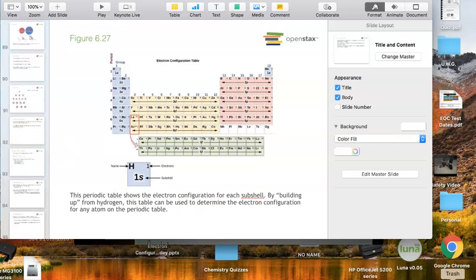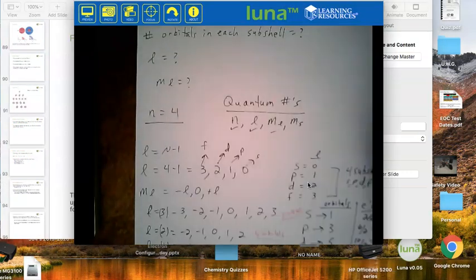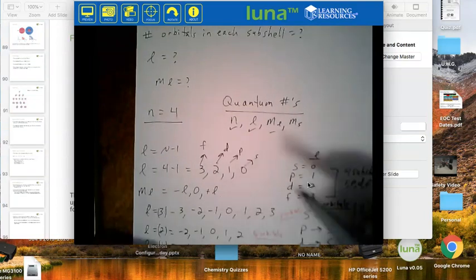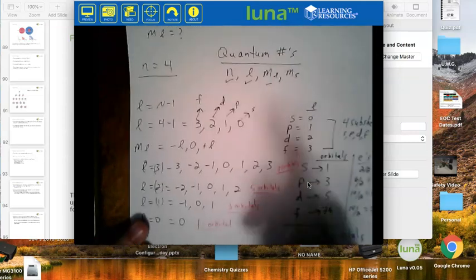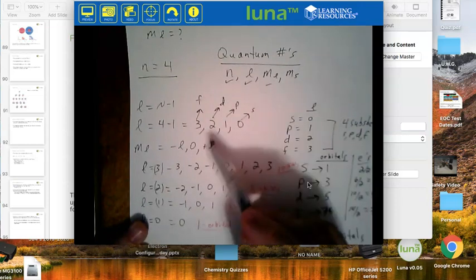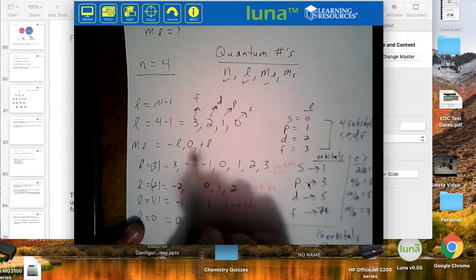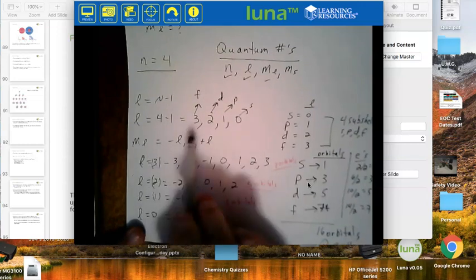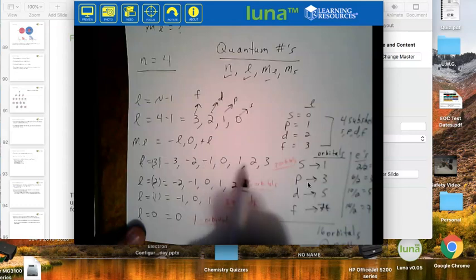All right, so let's go back to the problem now. I found my L values here. Now I need to find my M sub L value. M sub L is negative L to 0 to positive L. So for L equal to 3, it's negative 3, negative 2, negative 1, 0, 1, 2, 3.